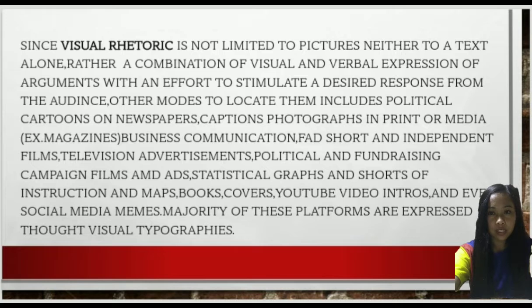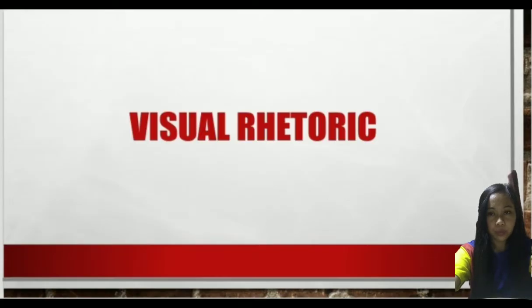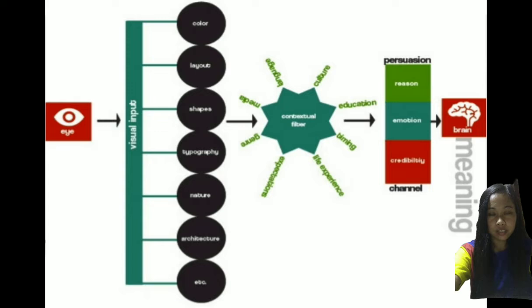We can see it in television, advertisements, political and fundraising campaign films, and maps. We can also see it in books, covers, YouTube video intros, and even social media, like Facebook. We see it in videos. Majority of these platforms are expressed through visual typographies.